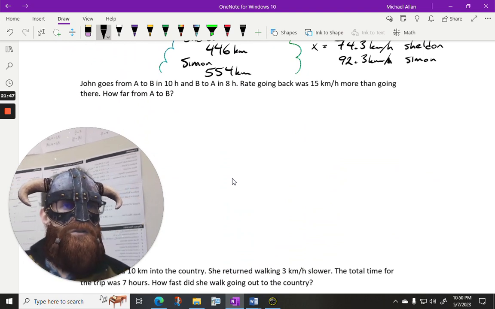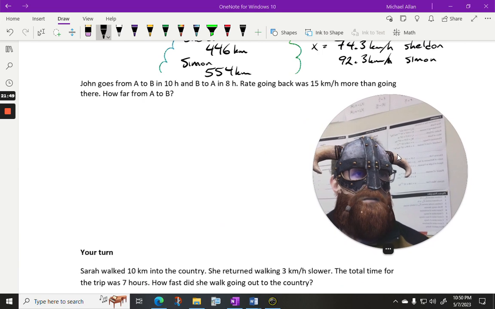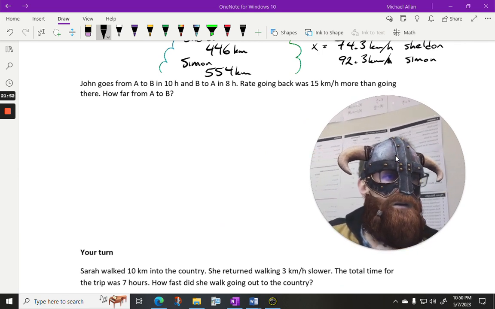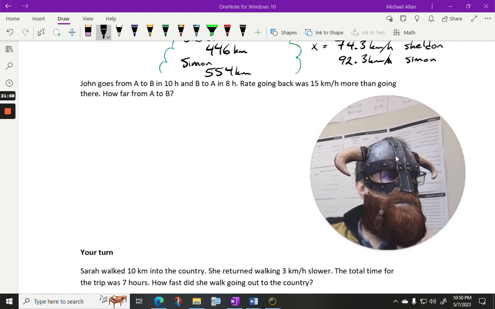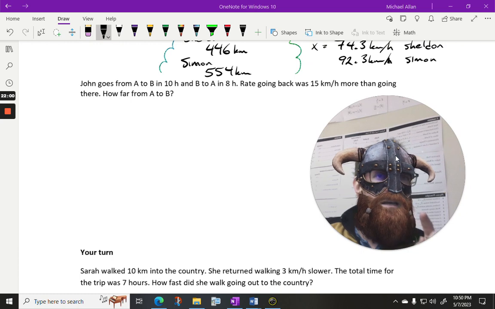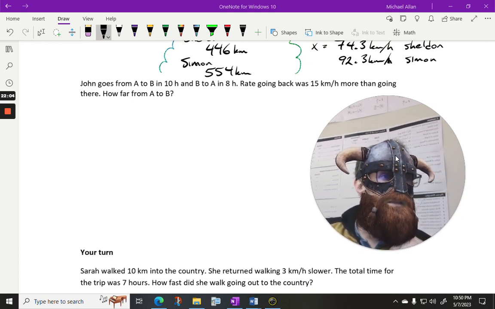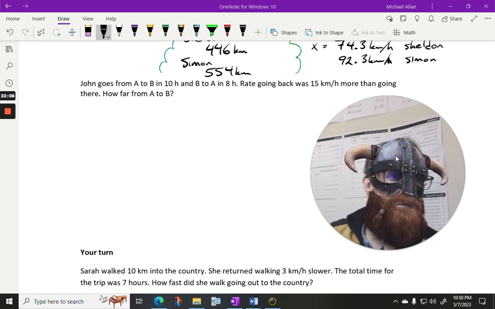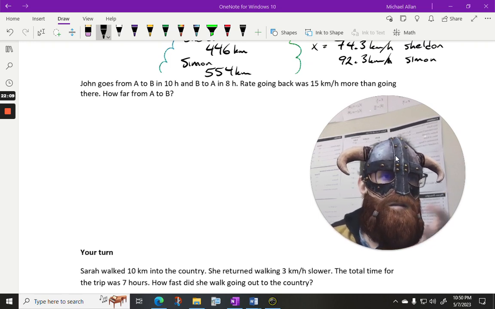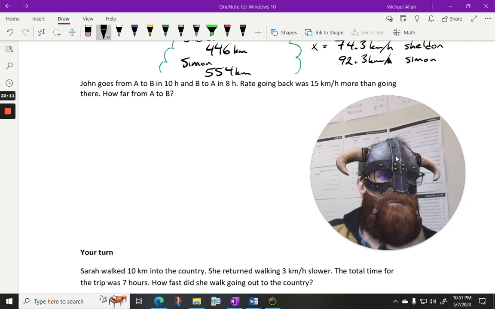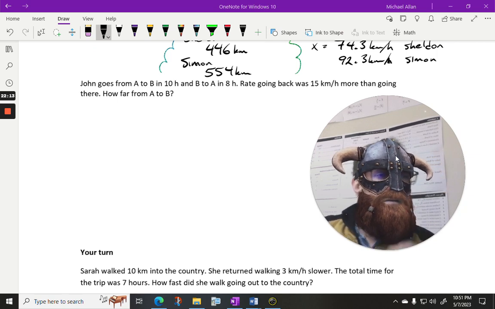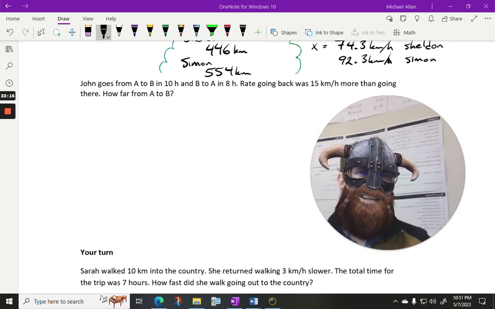All right, so let's see what happens in this next one here. We got John, he's going from A to B in 10 hours, and then B to A in 8 hours, so he's going there and back pretty much. The rate coming back is 15 kilometers per hour more than going there. So he's going faster going back. How far is A from B? Oh, that's a weird question. It seems like we have less information.